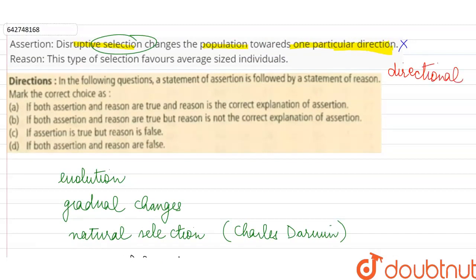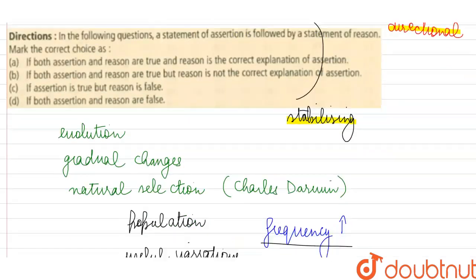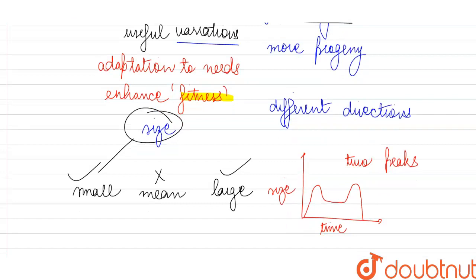And again in the reason statement they are saying this type of selection favors average sized individuals. Now when average sized individuals are preferred, or the mean expression increases in frequency over time, this is called stabilizing selection, not disruptive. So over here in the assertion statement they are describing directional selection, in the reason they are describing stabilizing selection, when in reality the disruptive selection selects both the extreme variants, the smaller and the larger organisms, and the mean size is going to decrease in frequency over here. So that's why we'll obtain two peaks.